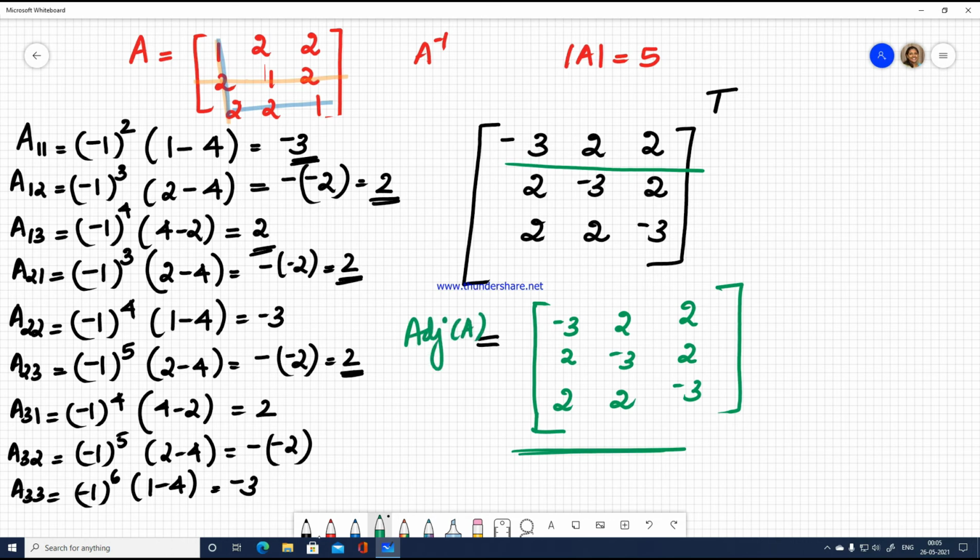If this is the adjoint of a matrix and the determinant is 5, then A inverse is equal to, you rewrite the particular matrix as minus 3, 2, 2, 2, minus 3, 2, 2, 2, minus 3, into 1 by 5. This is how we find the inverse of a matrix. So first you need to find the adjoint of a matrix, then you divide by the determinant of A. So we'll do one more question.